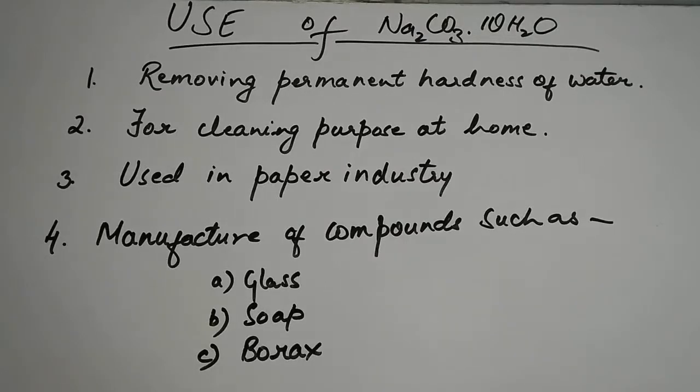So permanent hardness cannot be removed by boiling. So sodium bicarbonate, or commonly called washing soda, is used for that. It can be used for cleaning at home at domestic levels. It is used in paper industry, and it is also used for making certain compounds such as the glass, soap and borax. So these are some of the listed uses of washing soda.